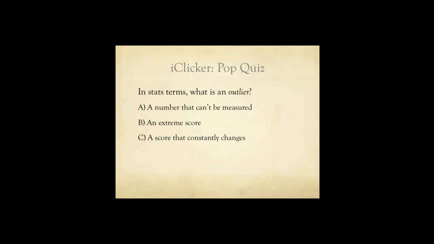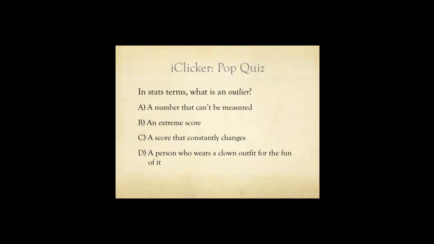Now, you should know what an outlier is because we already talked about it, but let's test your mettle right here with a pop quiz. So in stats terms, what is an outlier? Is it a number that can't be measured? Is it an extreme score? Is it a score that constantly changes? Or is it a person who wears a clown outfit for the fun of it? Again, pause your video. Here comes the answer.